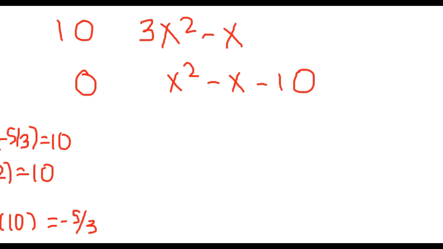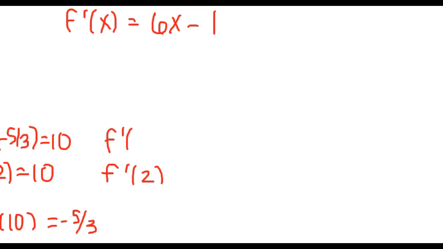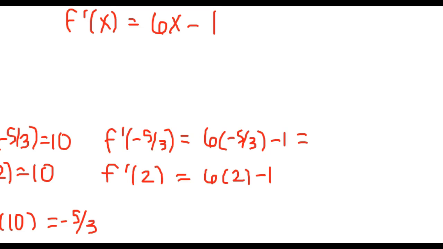And I wanted to summarize just so I could erase the remaining part of my screen. We know we're going to need the derivative. So f prime of x is 6x minus 1. So now I need f prime of 2 and f prime of negative 5/3. So we get positive 11 and negative 11.